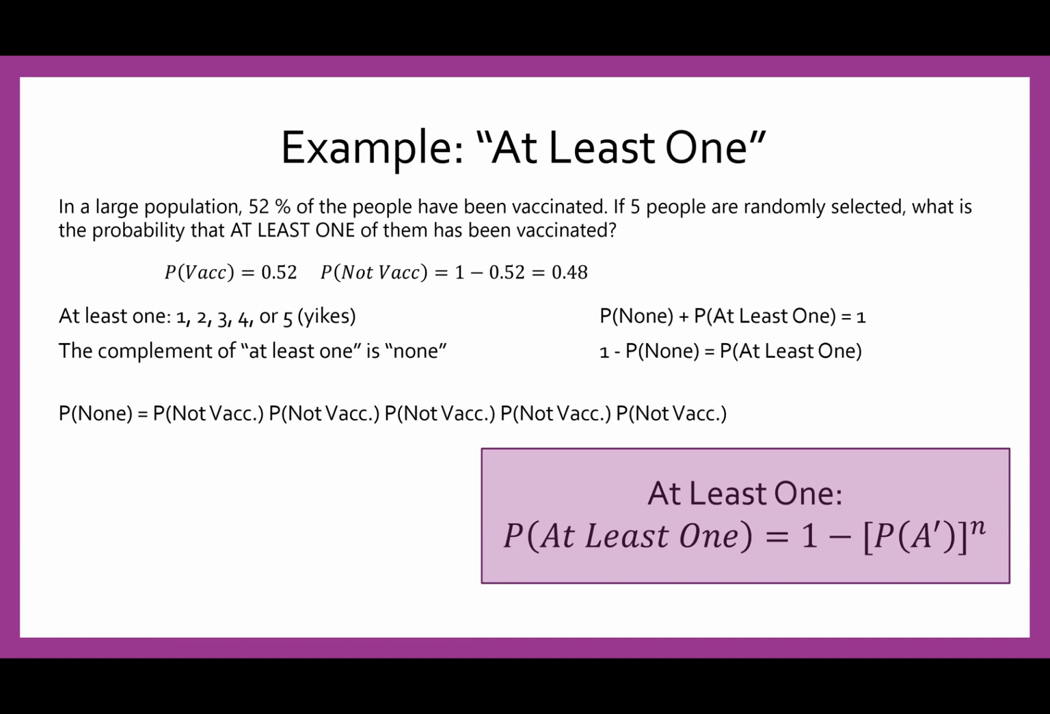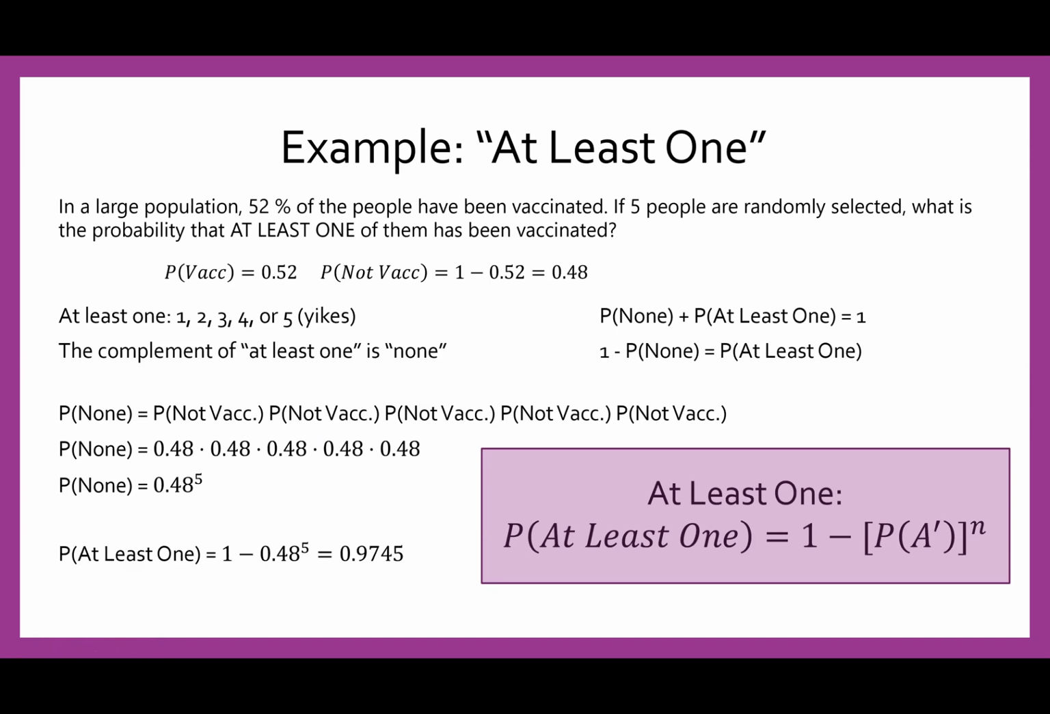All right, so probability of none, that means nobody is vaccinated. Since these are independent events, I can just multiply these individual probabilities together. So the probability that you're not vaccinated, followed by another non-vaxxer, and so on. So this equals 0.48 multiplied together 5 times. Repeated multiplication is the same as exponentiation, so I can write this as 0.48 to the 5th power. Thus, the probability of at least 1 is 1 minus 0.48 to the 5th power. And that gives me my final answer of 0.9745.